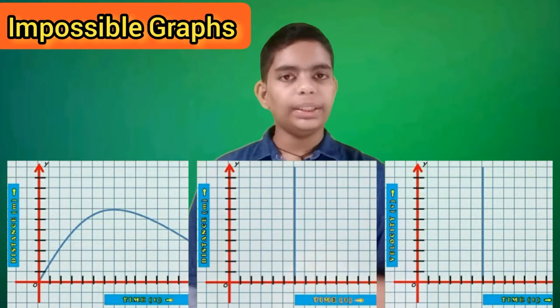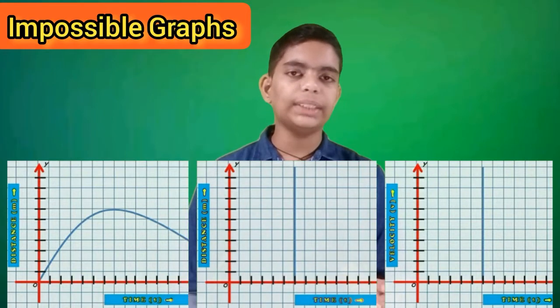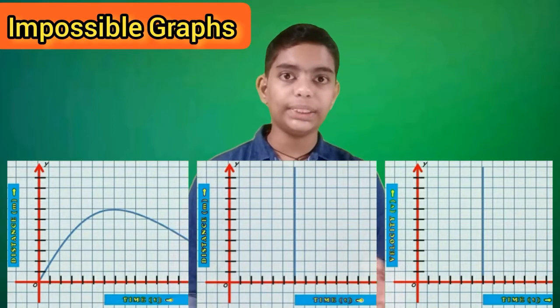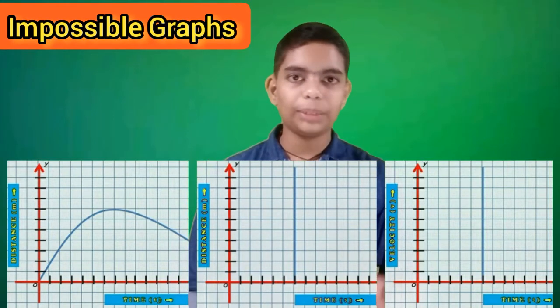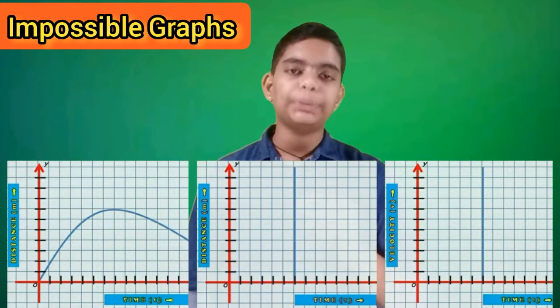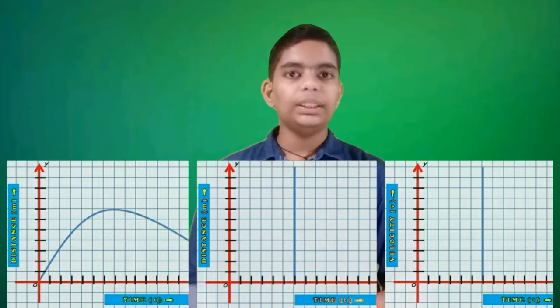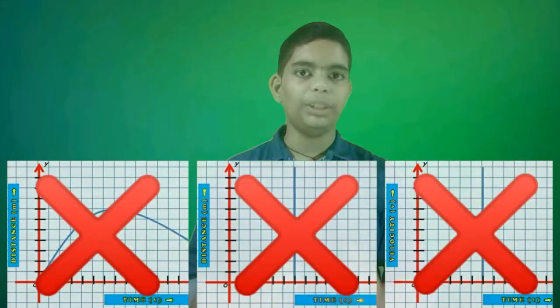Let us move on to the next two graphs. Here you can see that the time is constant. Can the time be constant? No. The time keeps increasing. Hence, these three graphs are not possible.